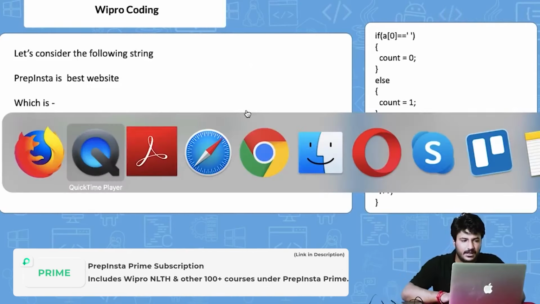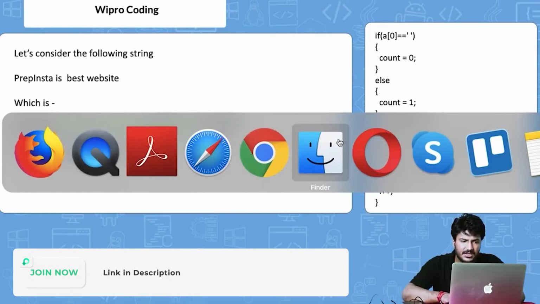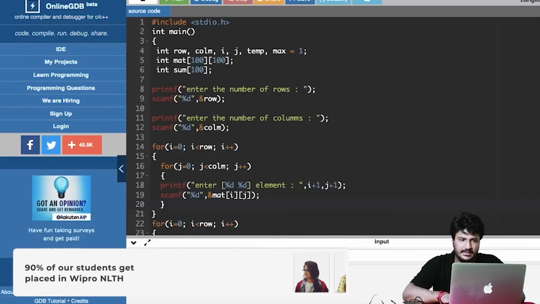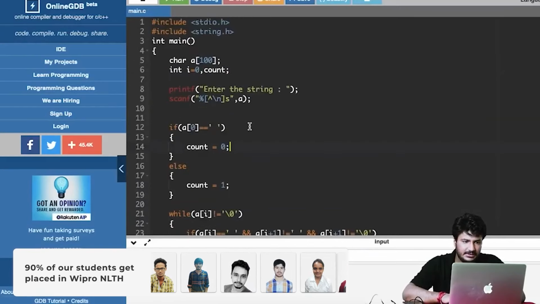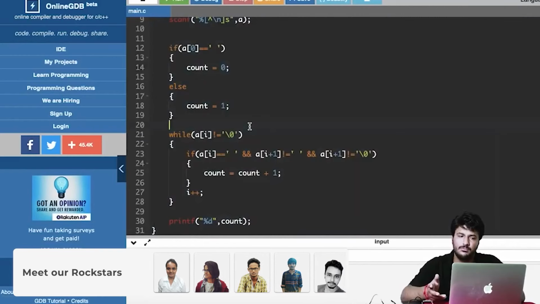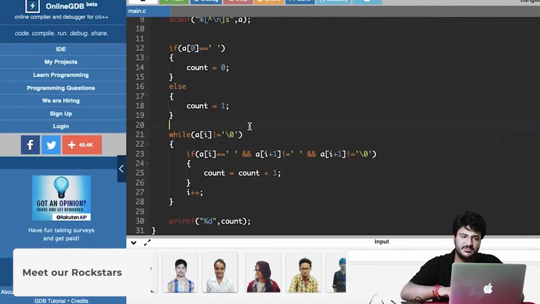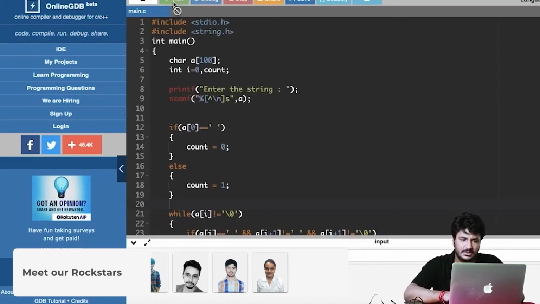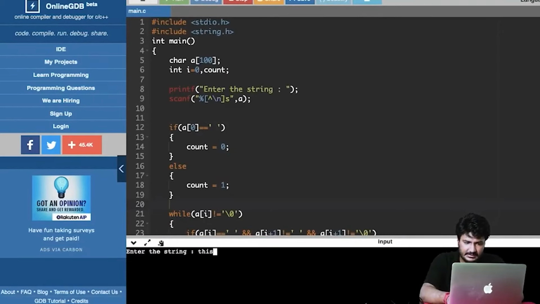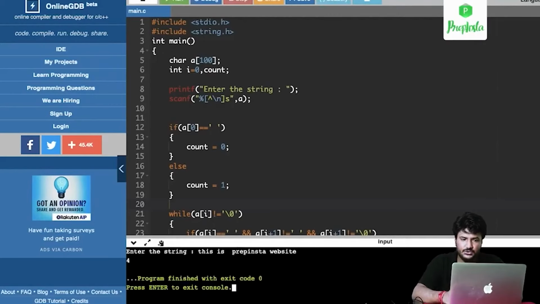So let me do one thing. I'll run this particular code for you, and I think this is mentioned. Yes. So this is the code here. And I've also already posted the code. The link is given in the description below. So let's run the code at least once, right? So enter the string this, then is, then spaces, prep insta, and then website. So I've given 2 spaces between is and prep insta, right? So the answer is 4.